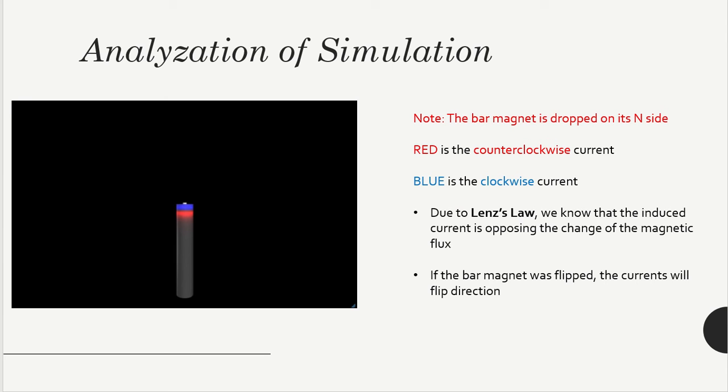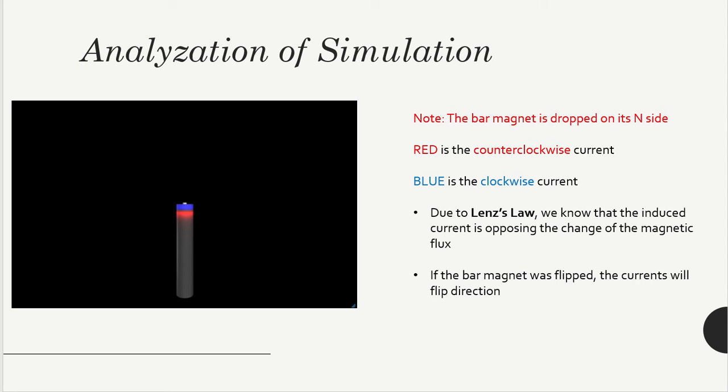And so here are the simulations I got from my code. As you can see, the bar magnet is dropped on its north side. The red in this part of the simulation is only present when the bar magnet's in the tube. And this red is the counterclockwise current. I know that because, due to Lenz's law, the induced current is opposite of the change in magnetic flux.